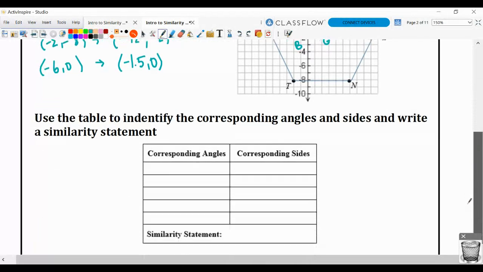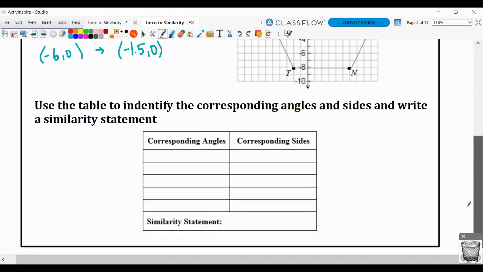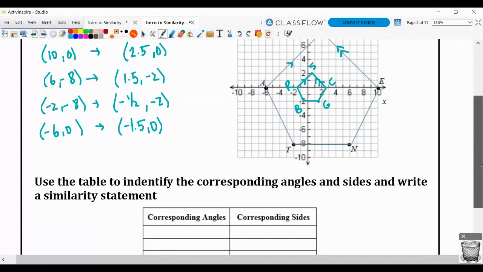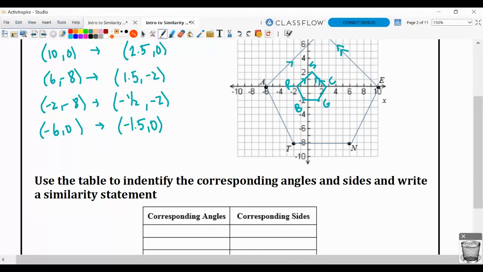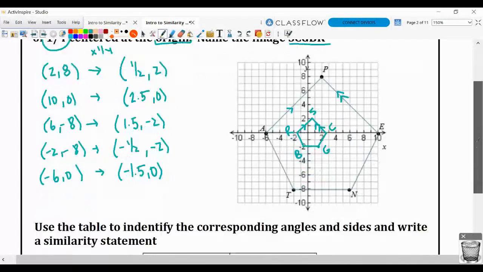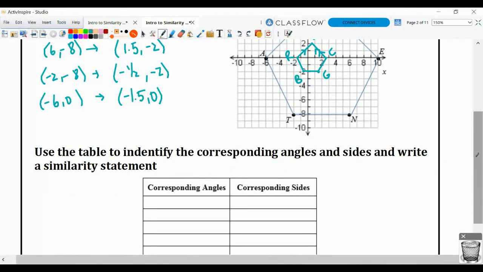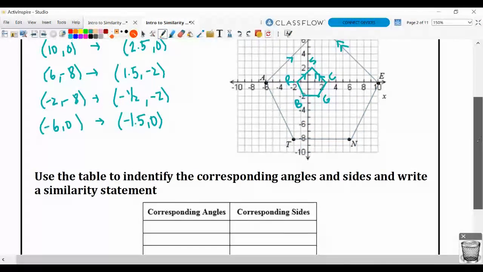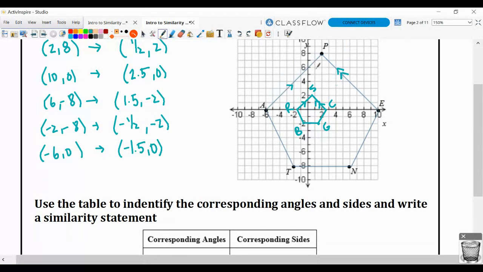So maybe you recall filling in a table like this for congruence because we did them. So now we're going to do it with similarity because in fact, these two figures are similar. They're the same shape, but different sizes. Use the table to identify corresponding angles and corresponding sides. So corresponding angles, they're congruent.